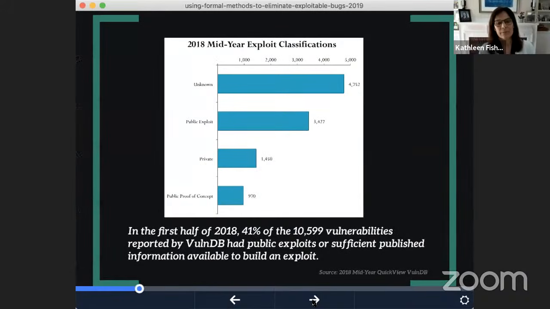So for example, this chart is reporting on vulnerabilities in the first half of 2018. It specifically reports on 10,599 vulnerabilities. And of those, 41% had either a publicly available exploit or sufficient information available publicly that an attacker could convert the bug into an exploit. So a bug is just a flaw in software. An exploit is something that takes advantage of that bug to allow an attacker to achieve a desired effect, so exfiltrating information or taking control of the system. So this is showing that a lot of bugs, in fact, can be converted into vulnerabilities.